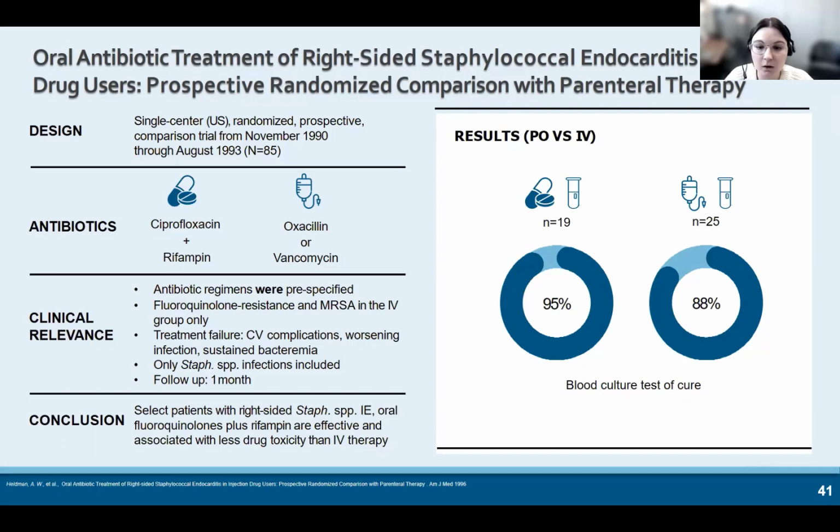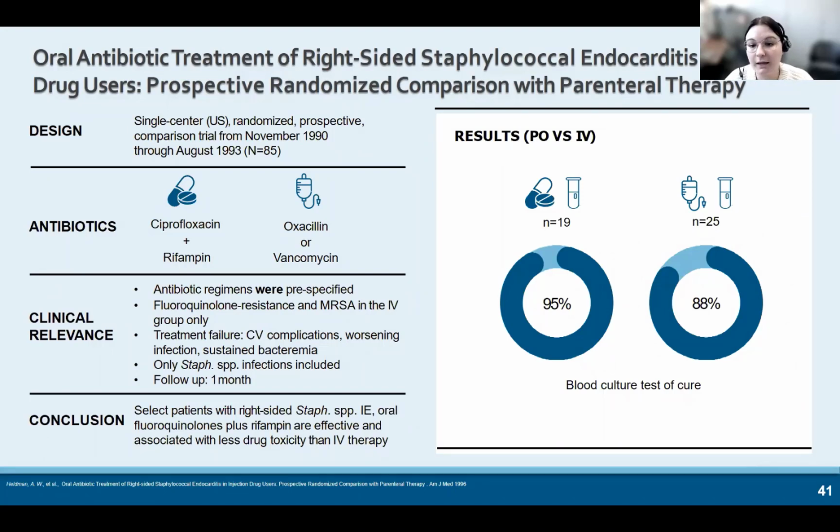It was a prospective, randomized, non-blinded trial with 85 participants who were febrile injection drug users assigned to begin 4 weeks of oral or IV treatment on admission. And this was before the blood culture results were available. In this trial, antibiotic regimens were pre-specified to receive either ciprofloxacin and rifampin in the oral group, and then in the IV group, it was oxacillin or vancomycin.